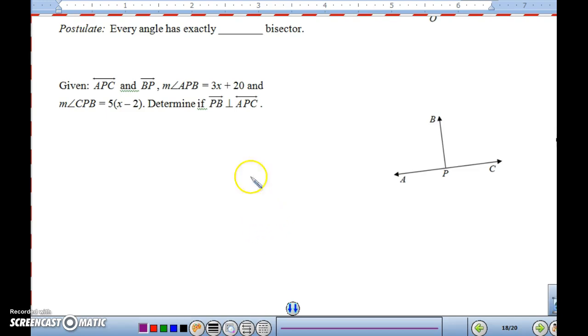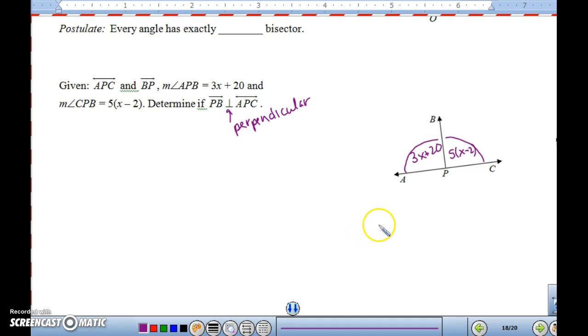Now let's see if we can apply some of the vocabulary that we've just been talking about to some problems. We are given APC is a line, BP is a ray, APB is 3x plus 20, and CPB, which is this angle right here, is 5 times x minus 2. That's the measure of that angle. And we want to determine if PB is perpendicular to APC. Perpendicular, remember, that's the upside down T. We have to determine if this ray is perpendicular to this line or not.